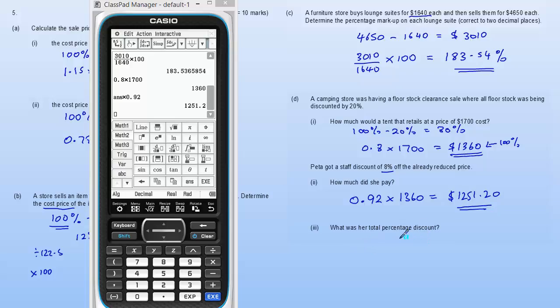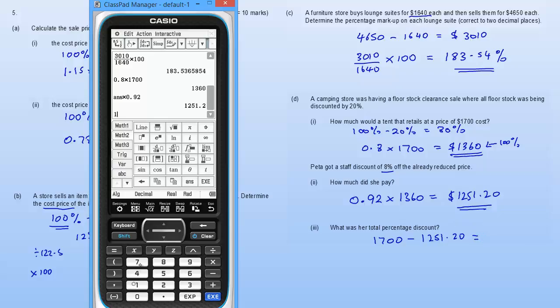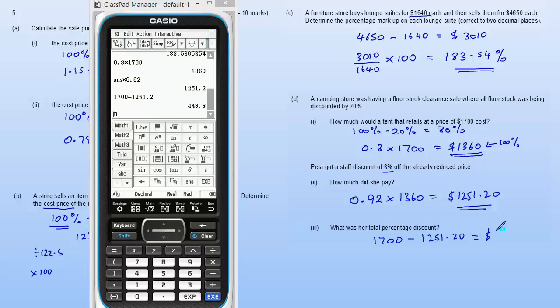What's her total discount? Well, the discount is 1,700 take away 1251.20. Note, what you don't do is just say 28%. That's definitely not right. So the original price, take away what she's actually paid, gives us $448.80.